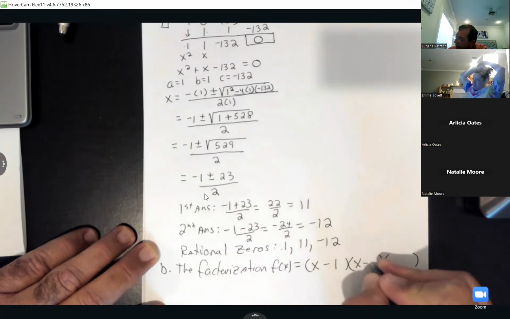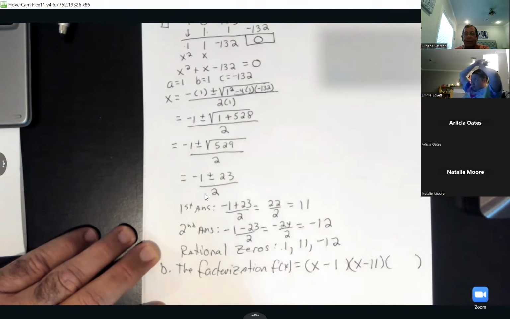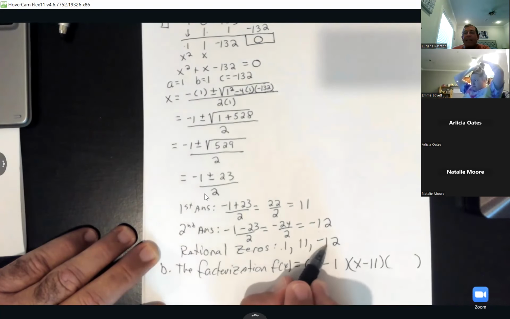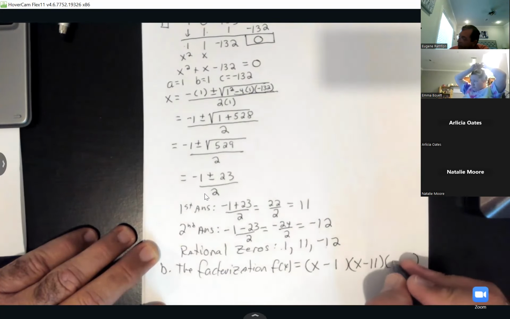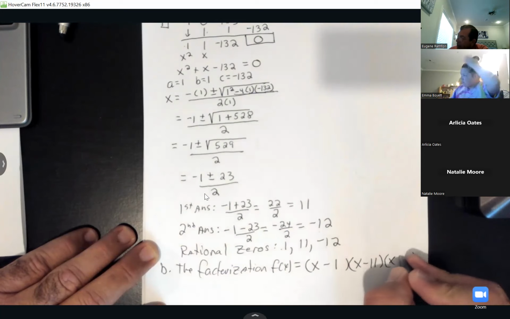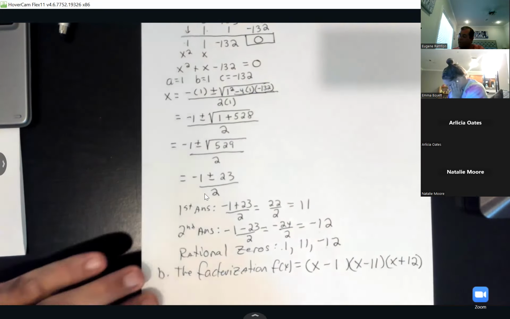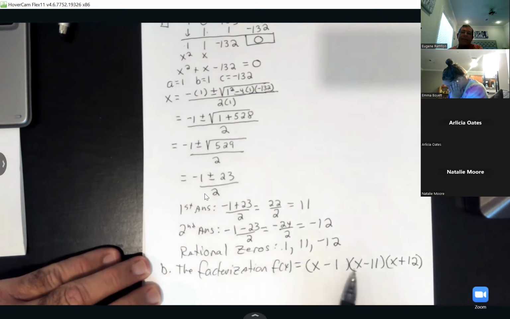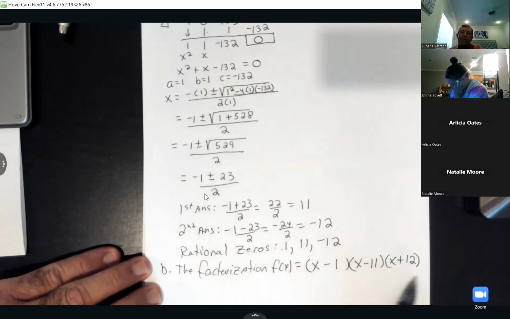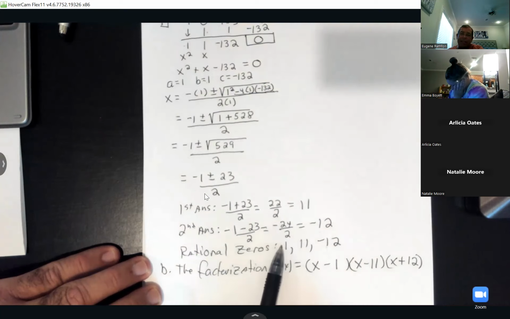This factor will be x minus 11. And then this zero was a -12. So this factor will be a x plus 12. So that's all they mean when they say linear factors. They just want you to put them in parentheses and change the sign of them zeros, okay?